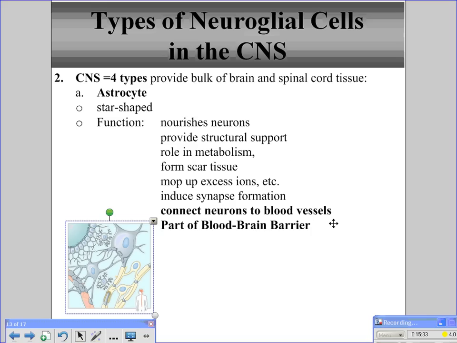But one of the big things they do is form that blood-brain barrier, a barrier between our capillaries and our blood and our neurons. And so there's certain things we don't want to let out, and certain things we don't want to leave. And so that's one of the primary functions you can see bolded in here. So that's the astrocyte.